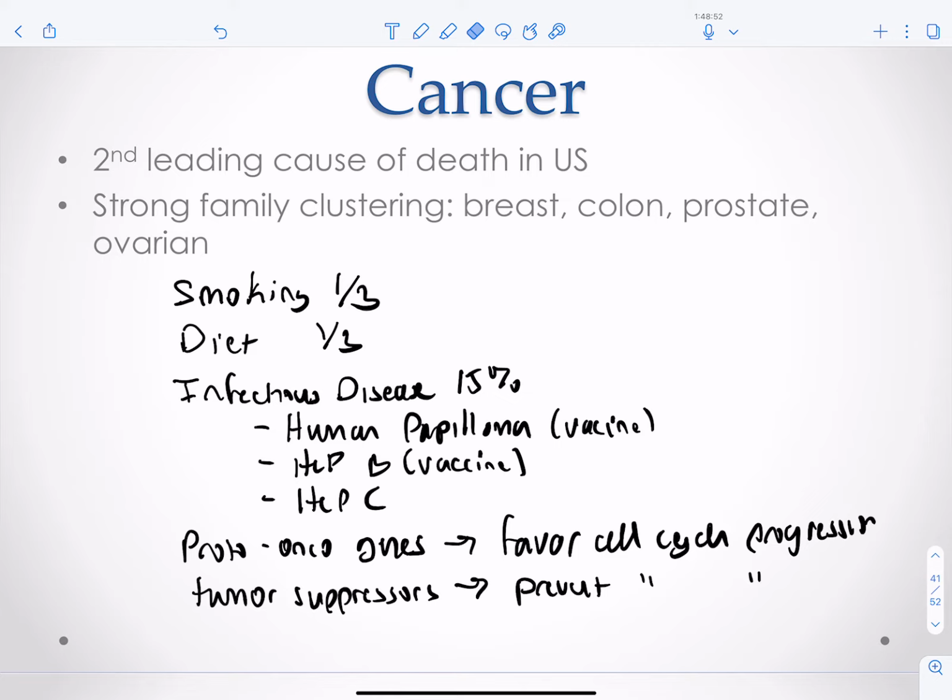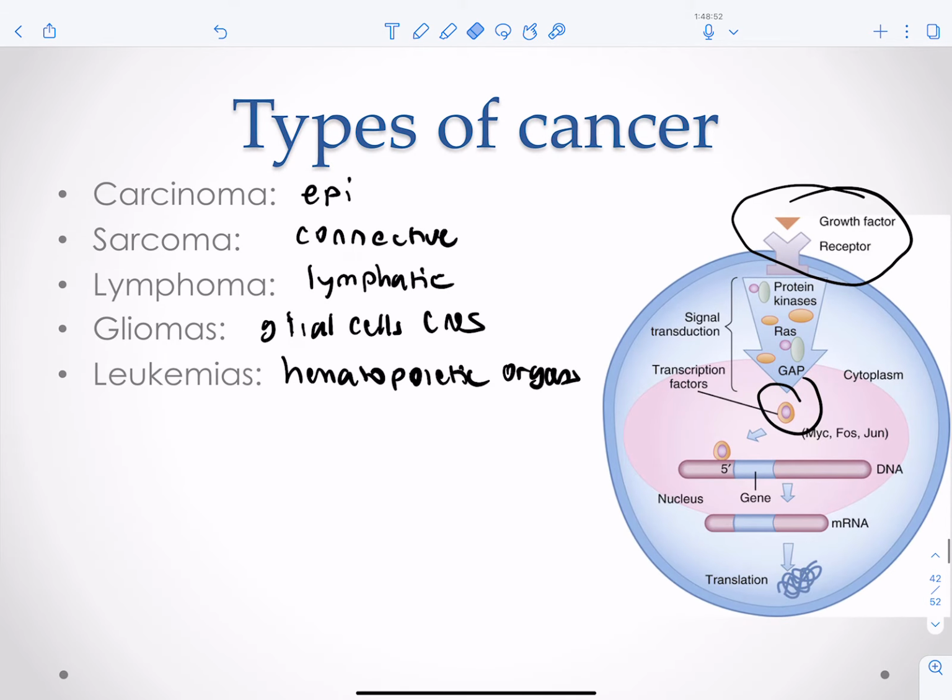We have proto-oncogenes and tumor suppressor genes. Proto-oncogenes are going to favor cell cycle progression. Tumor suppressors are going to prevent cell cycle progression. And keep in mind that proto-oncogenes are your normal genes. You need them. You need to have cell cycle progression. However, they're called proto-oncogenes because if they get a gain of function, then they have the potential to become cancer-causing. So types of cancer, we have sarcomas, carcinomas, lymphomas, etc., and I list them all here.